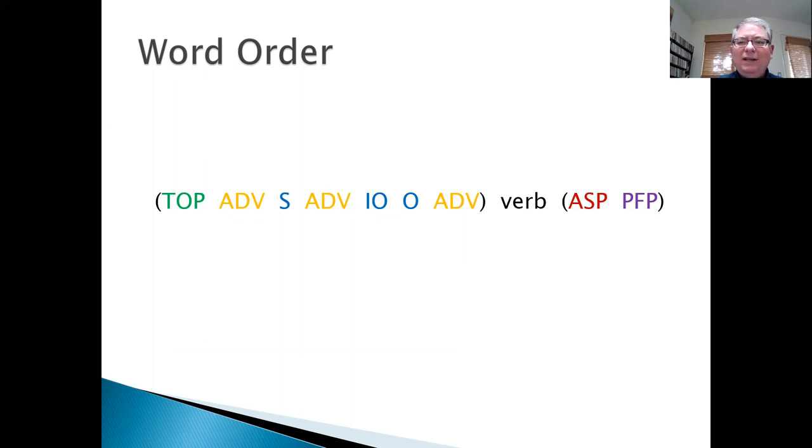I've color-coded the different types of slots here to help make this easier to read. So verb final language, we expect a verb to be toward the end of the clause, and that's what we find. It's toward the right there. The only things that occur after the verb are aspect markers and or phrase final particles.